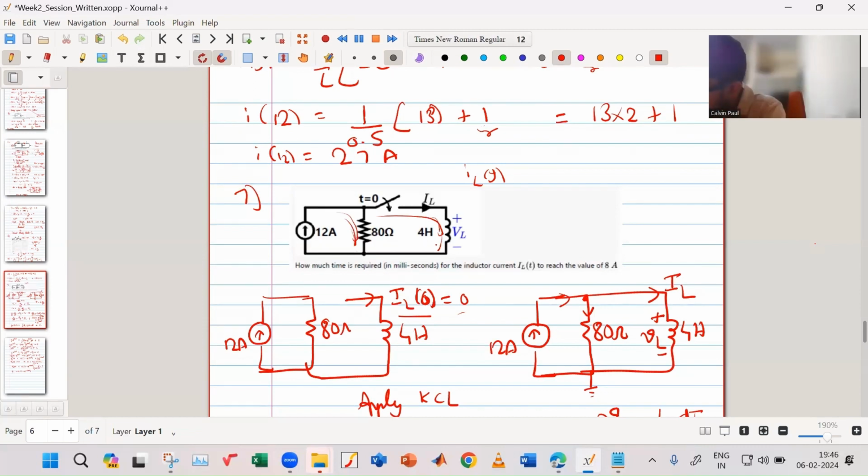Yes. So if I know the voltage across this, 80 into 4, let us say 320, then I know the voltage across the inductor also at that time. Yes. V is equal to L into di by dt. I know the initial condition is 0. So if I do 1 by L into the integration of V of t into dt, I know V of t is constant 320.